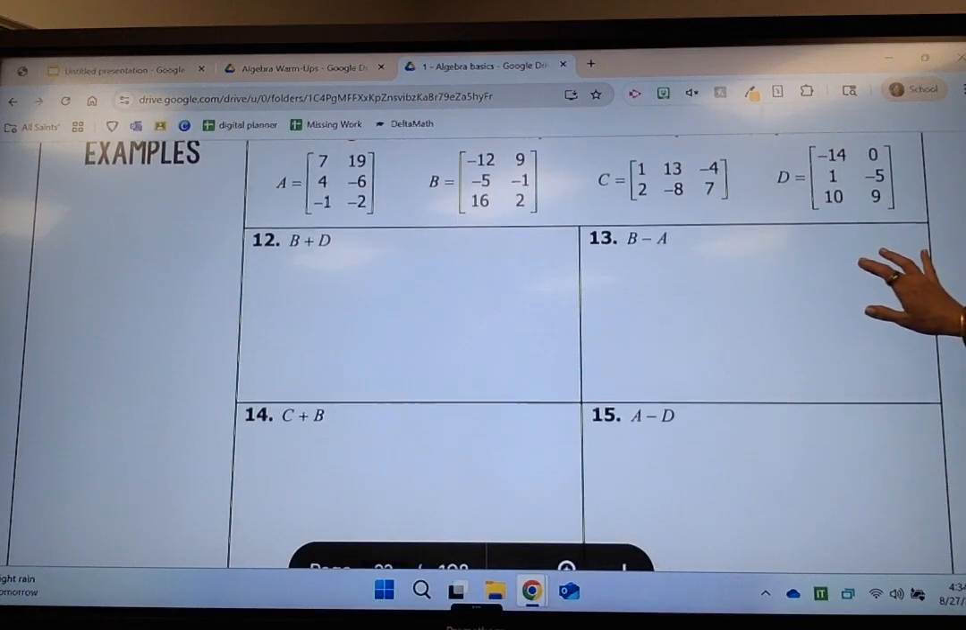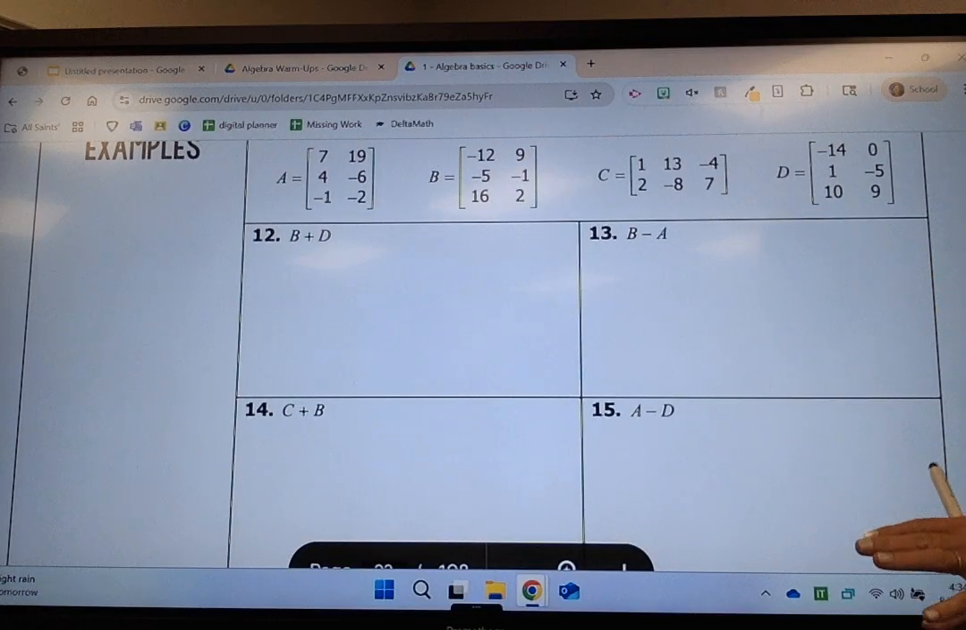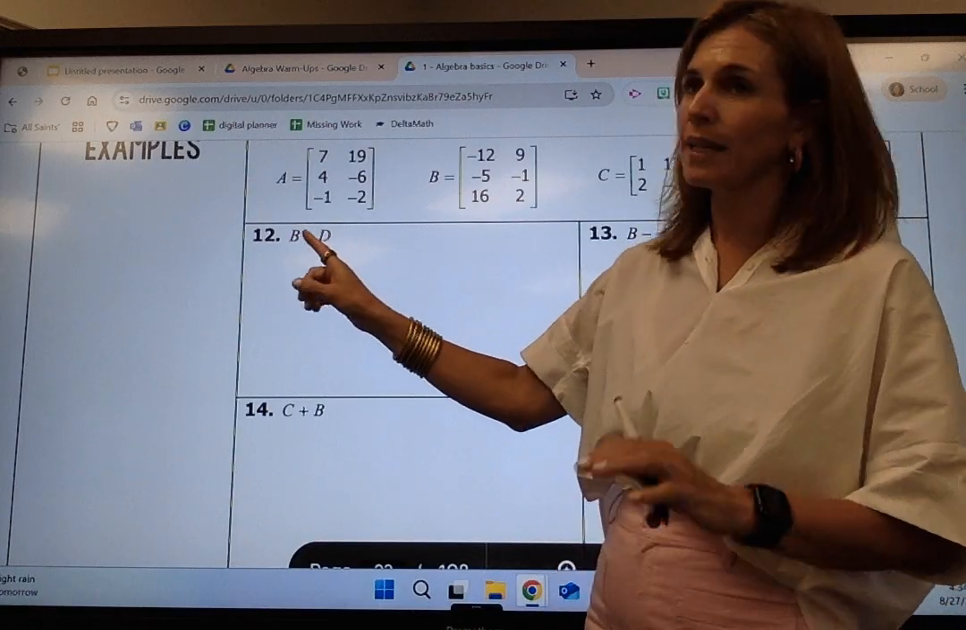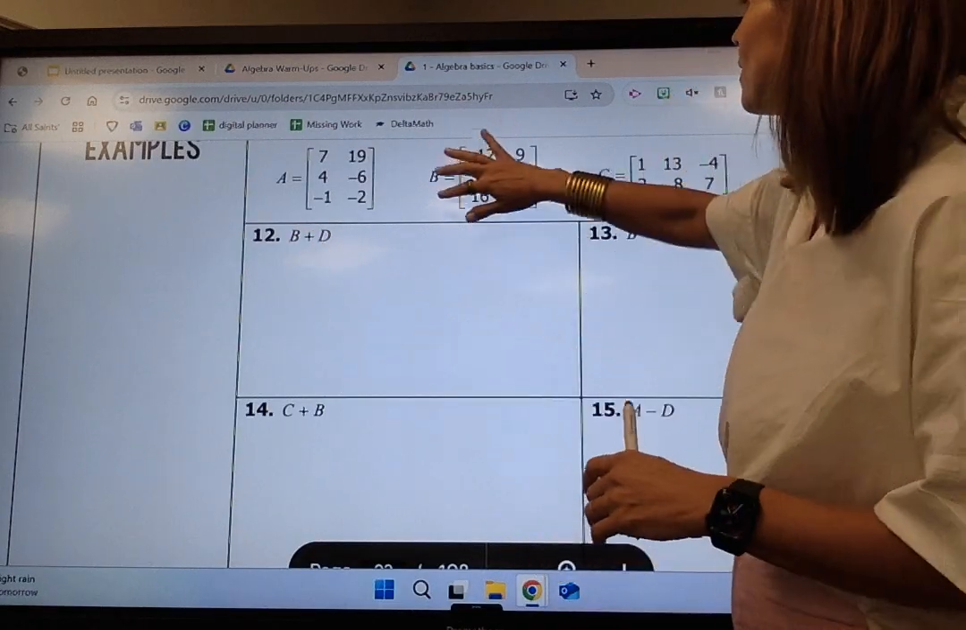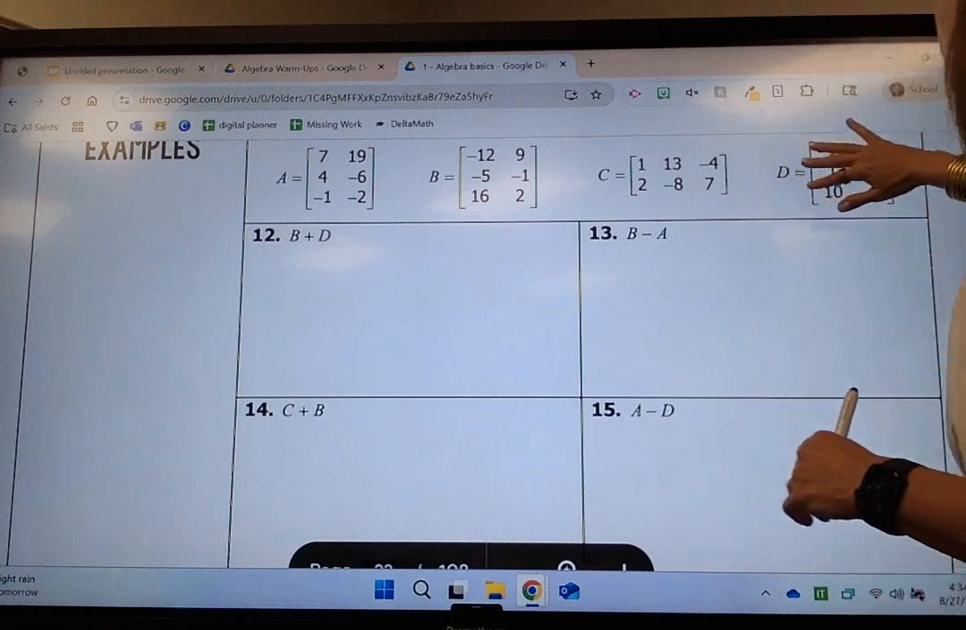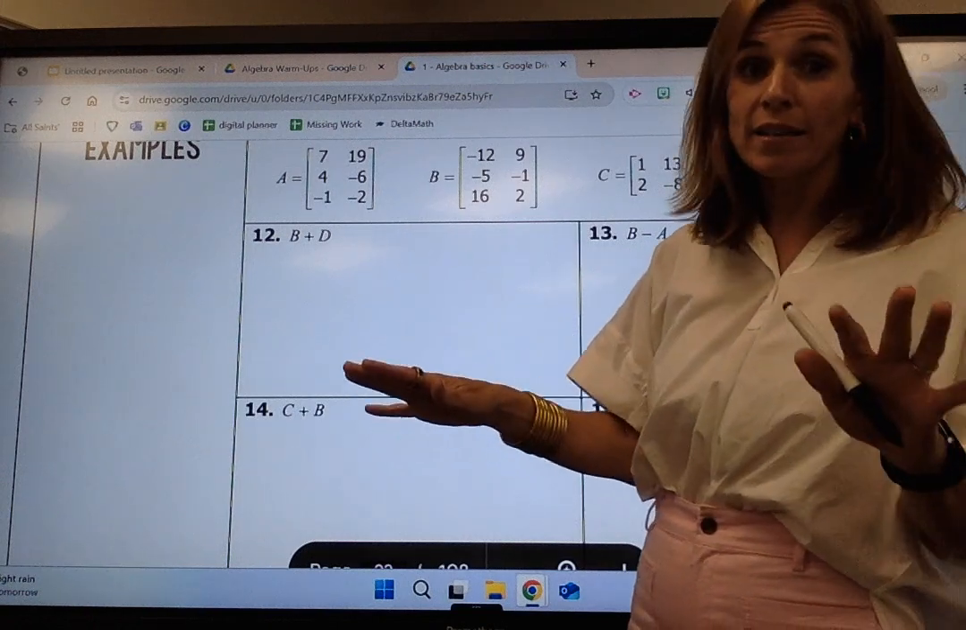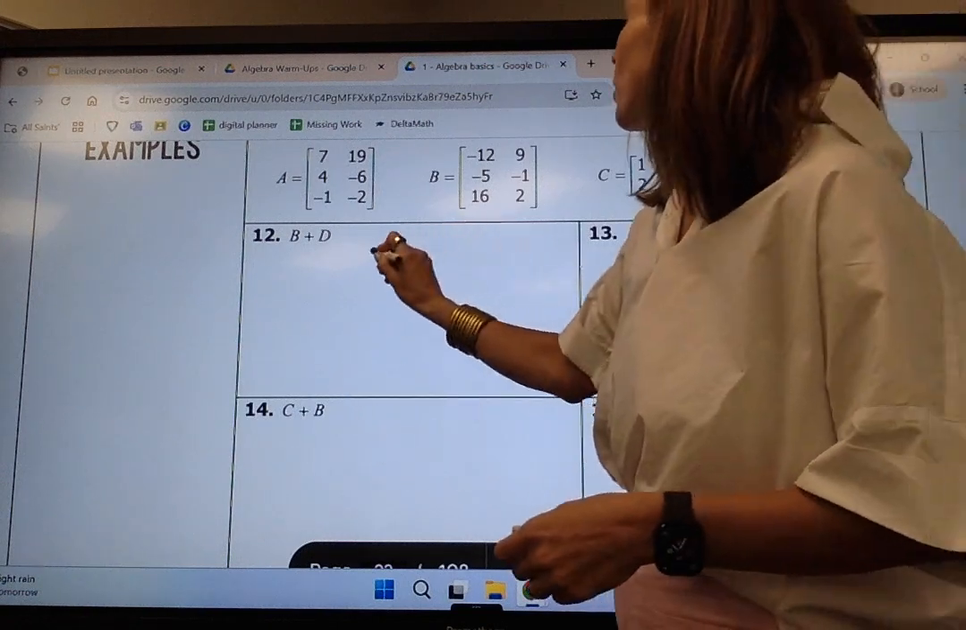All right, so here's A, B, and C. So first thing we have to decide is, do B and D have the same dimensions? B is a 3 by 2. D is a 3 by 2. So yes, we can add those. And I'm going to create a new one.